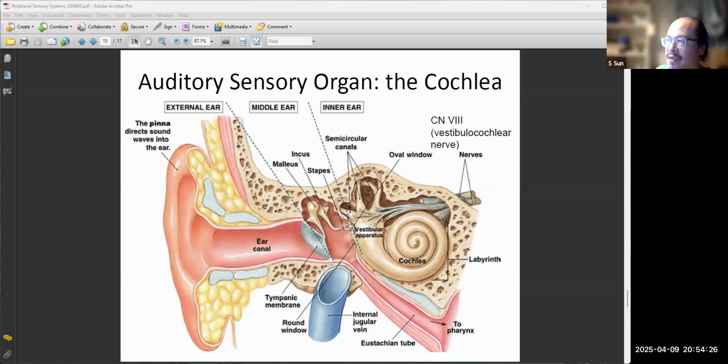There are 3 bones. They are malleus, incus, stapes. So that's 3 bones. Then it will transduce that into the oval window. It will then travel along the tubules into this organ. This organ is called the cochlea. This is where we have the hair cell to pick up those vibrations.